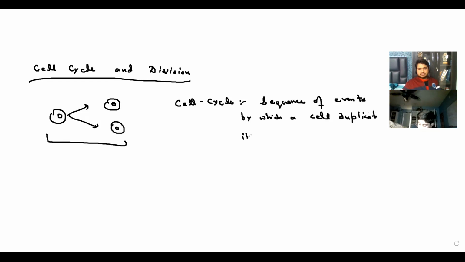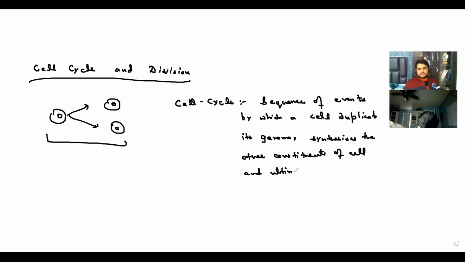So we can say it is a process in which a cell duplicates its genome, synthesizes other constituents of the cell, and ultimately divides into two daughter cells. So this is your cell cycle.